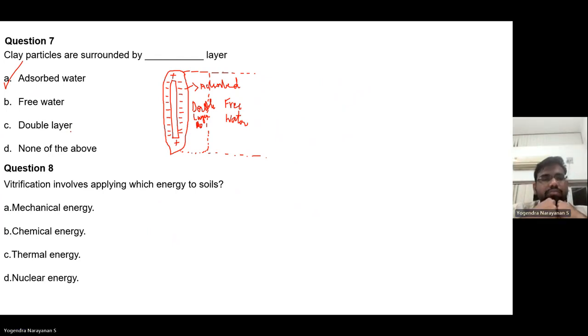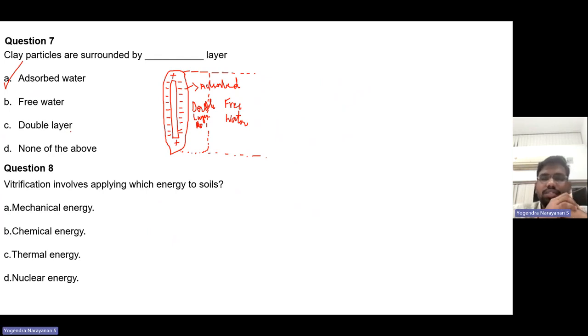Vitrification involves applying which energy to the soils? Option A, mechanical energy. Option B, chemical energy. Option C, thermal energy. Option D, nuclear energy.